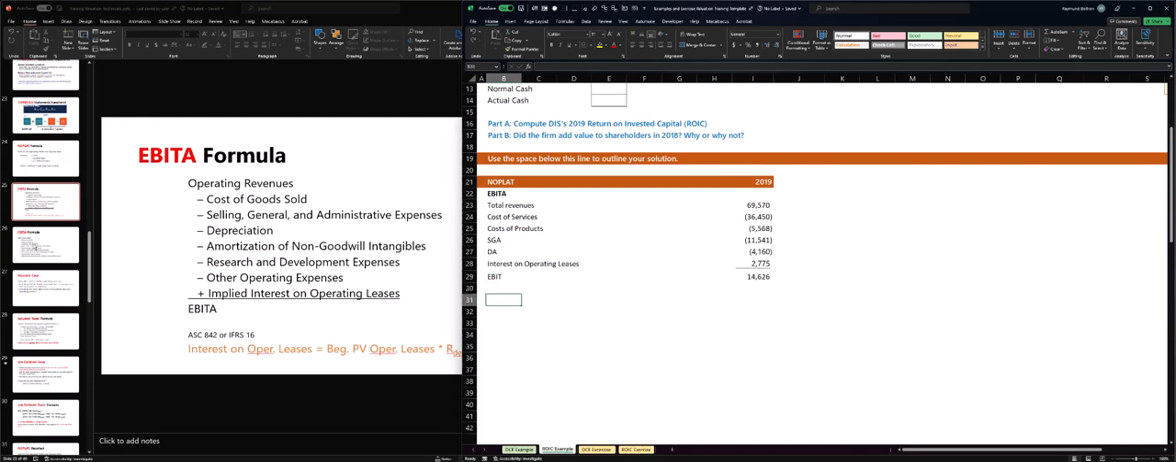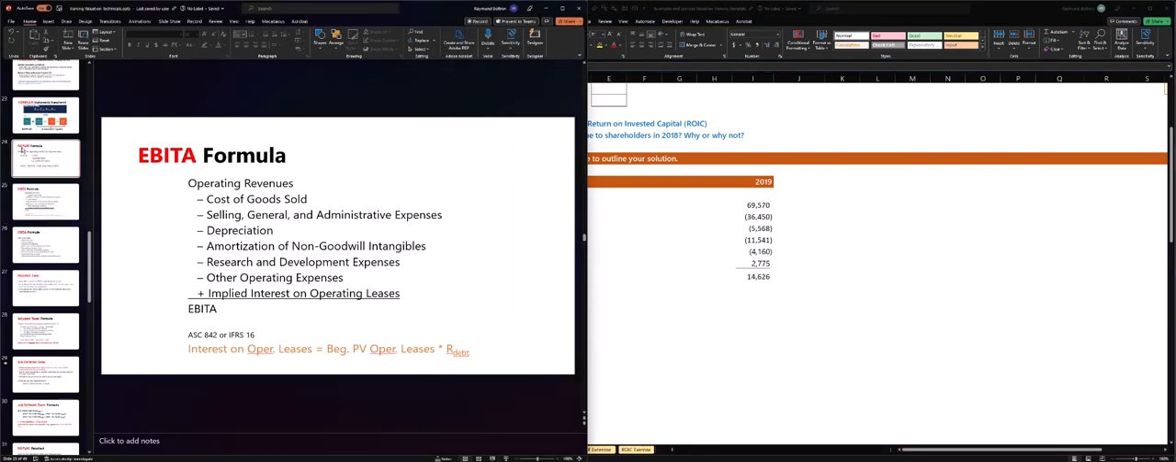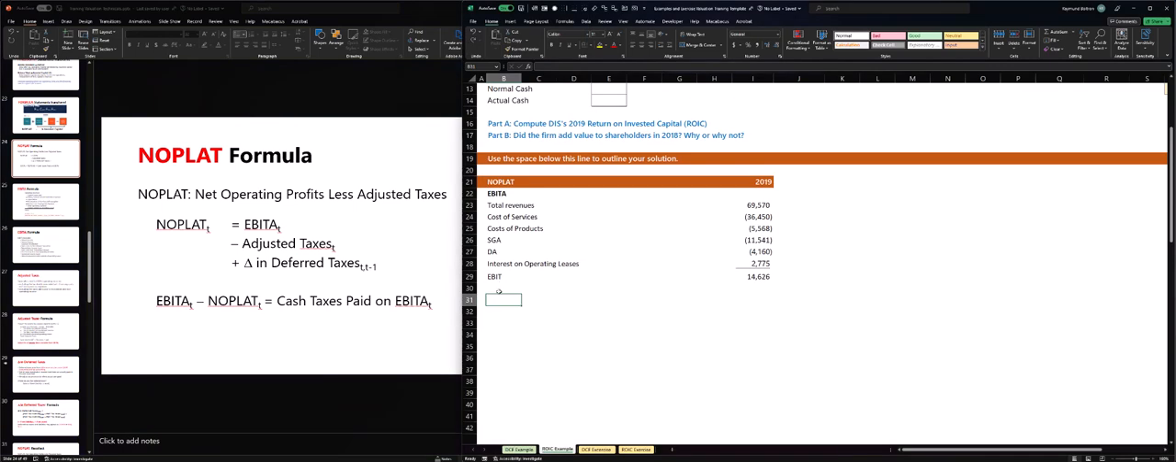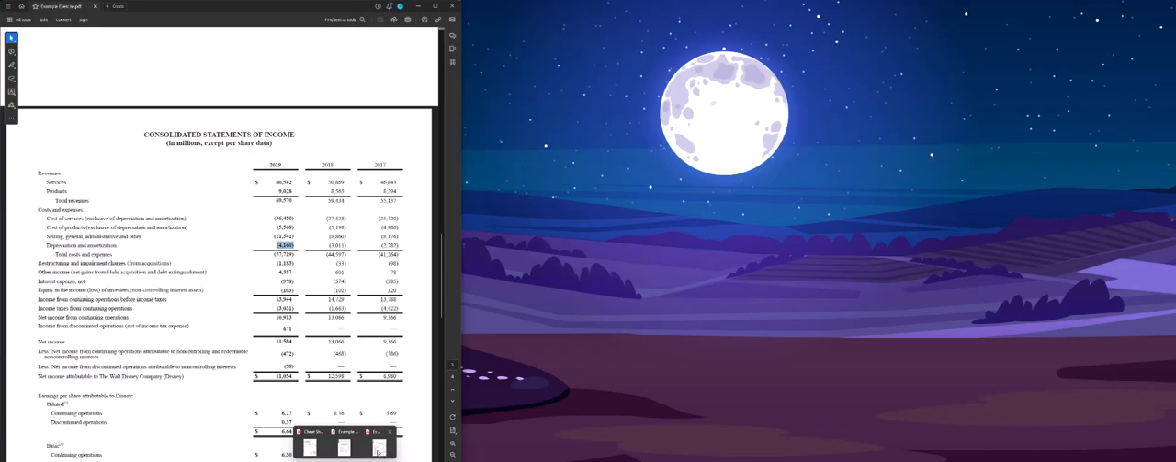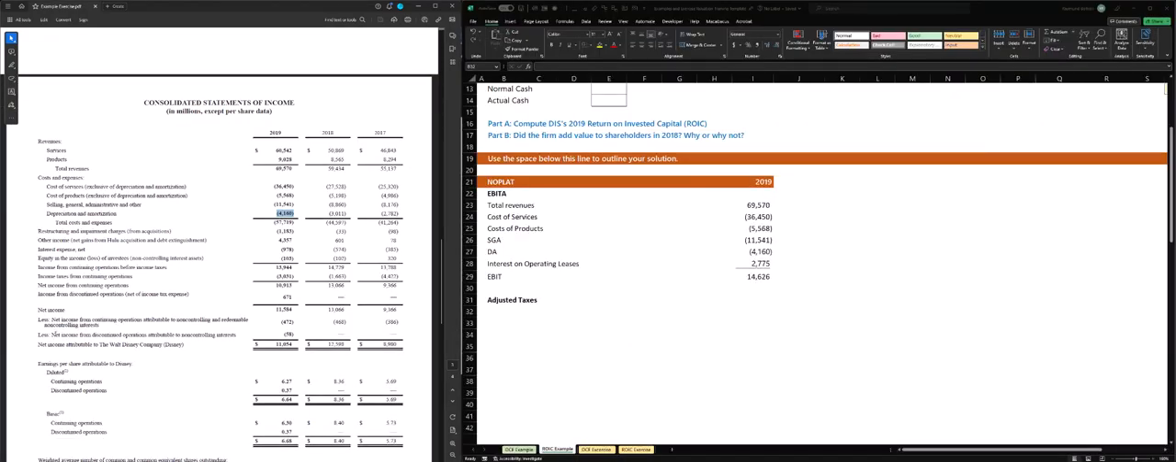Well, the next part is adjusted taxes. So, adjusted taxes. Where do we start with adjusted taxes? Well, your taxes on the income statement. All right, how much do we pay? So, what did we pay?